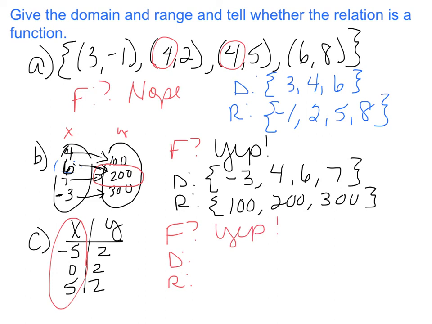What is my domain? -5, 0, and 5, good, because those are my x values. And what is my range? Simply 2, good job. So my range here is just a 2, and it's okay that those repeat, because the only thing that determines whether or not I have a function is if the x's repeat. Awesome, you guys are doing great.